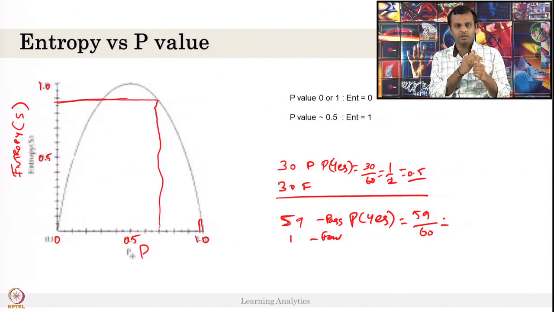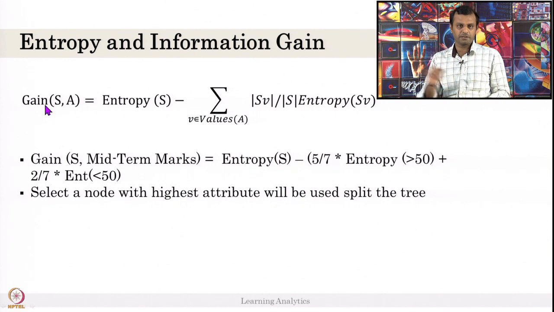Say the attendance is high. If you put attendance equal to high, what happens to the entropy? Is the entropy reducing or not? How do you know whether the entropy value is reducing or not? It can be computed by the information gain. Let's look at what information gain is.